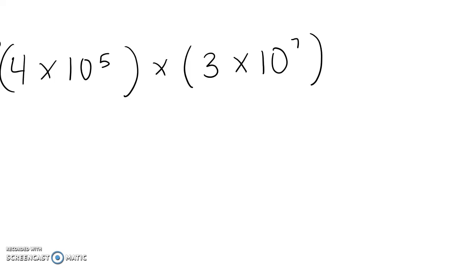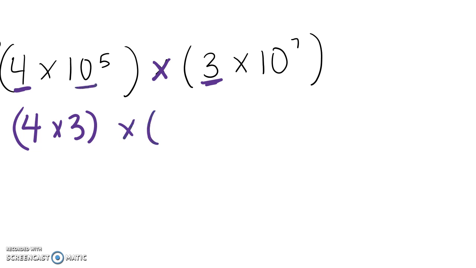Here we have two numbers in scientific notation being multiplied. When we are multiplying in scientific notation, first we multiply our coefficients. So in this case, those two numbers are 4 and 3. The second piece here is that we multiply our powers of 10.